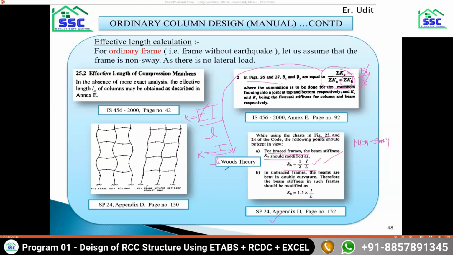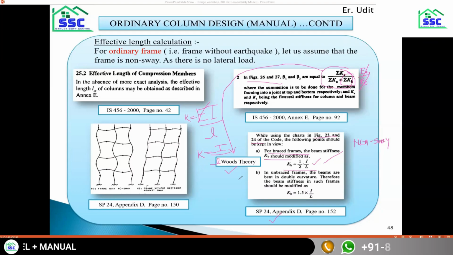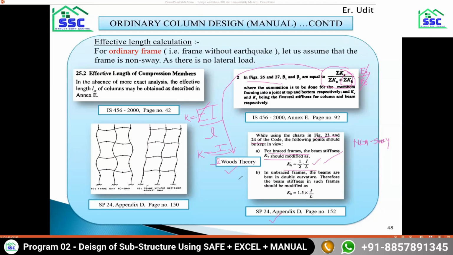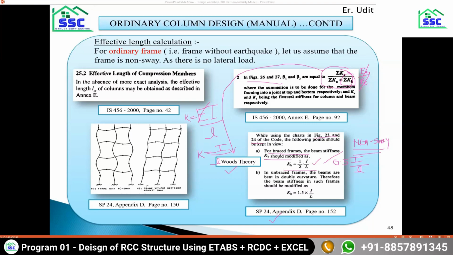But my dear friends, Mr. Woods is asking us that whenever you are calculating beta 1 and beta 2 using figures 26 and 27, the KB, that is the flexural stiffness of the beam, should be modified to the value of 1/2 I by L, which is nothing but 0.5 into I by L. So we are directly reducing the stiffness of our beam to half if it is a non-sway frame. For braced frames, beam stiffness KB should be modified as 1/2 into I/L.